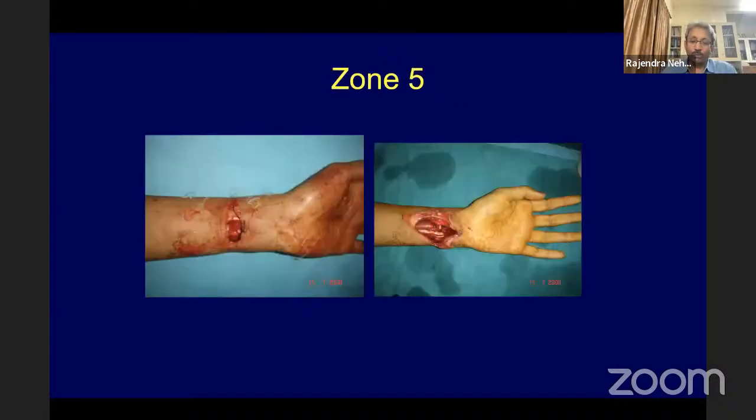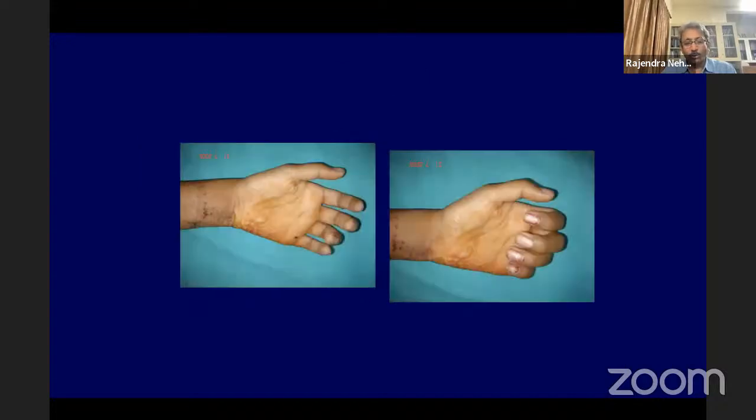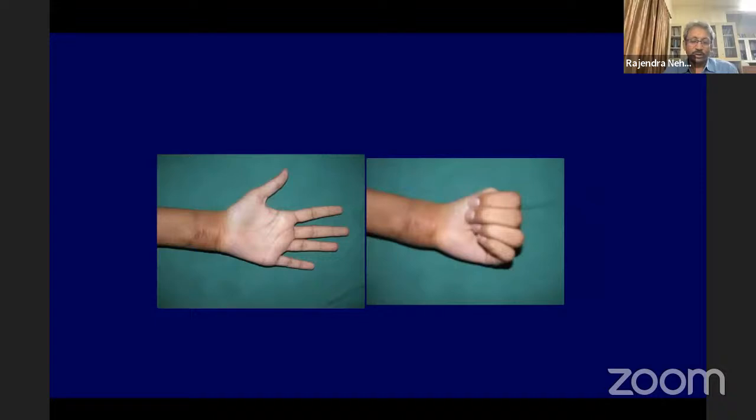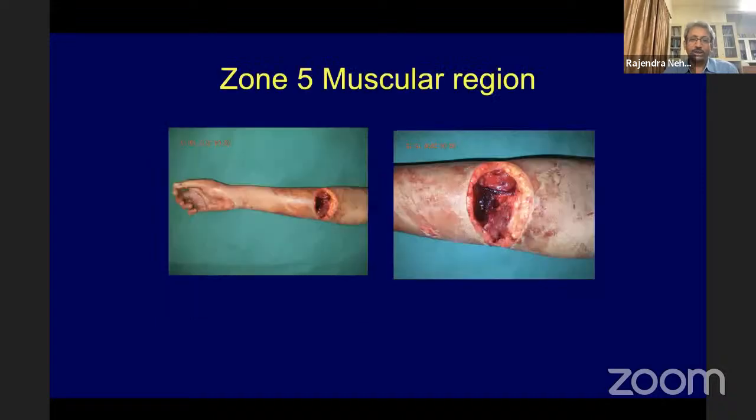This zone 5 is comparatively easy. The only problem in this zone 5 is you have to repair the nerves very well. If you don't repair the nerves very well, you will not have a good result of this. So this is complete flexion and complete extension.